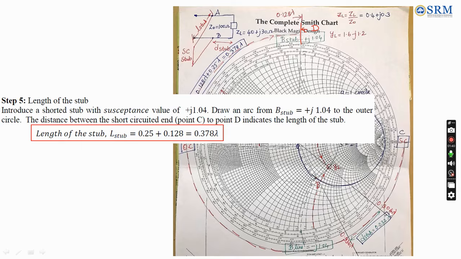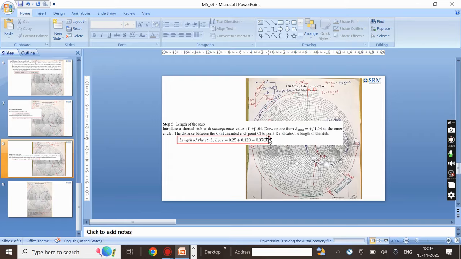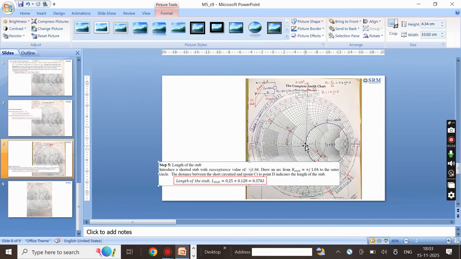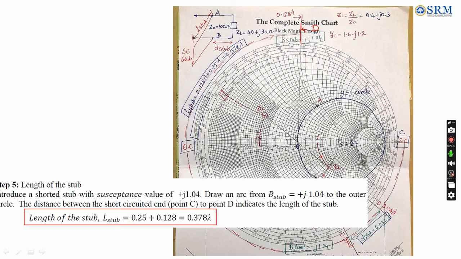So from the short circuit position, we have to move along the transmission line clockwise, and we have to reach this point where positive susceptance is present, plus j 1.04. That B point we have to reach. So what we have to do, we have to draw a straight line. Actually, this straight line is not visible. If you could see here, we have drawn a straight line connecting this particular point from the center of the Smith chart to the point where we have traced this positive susceptance, right? So this straight line at this distance is called the length of the stub.